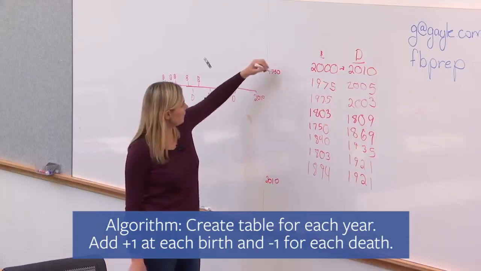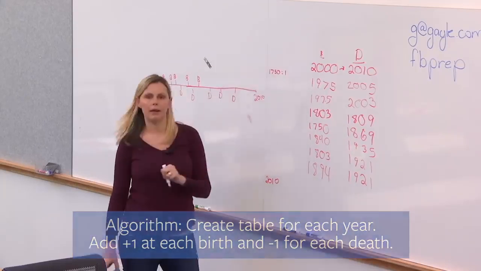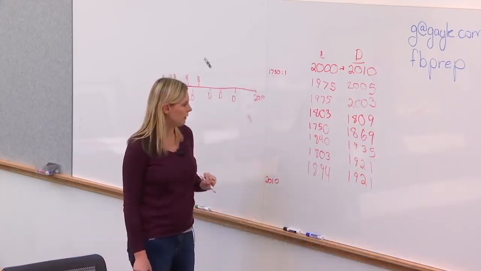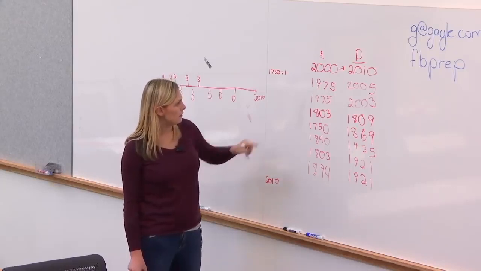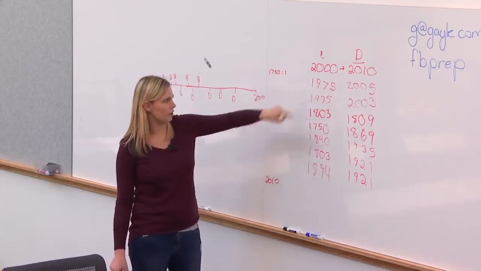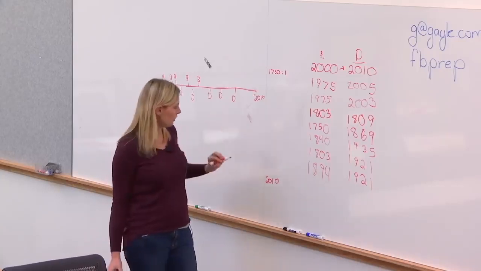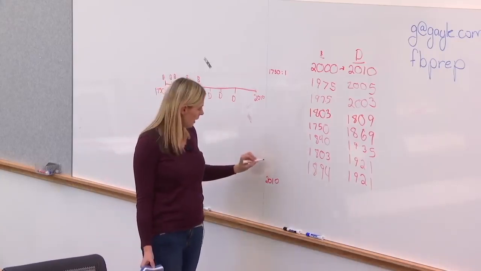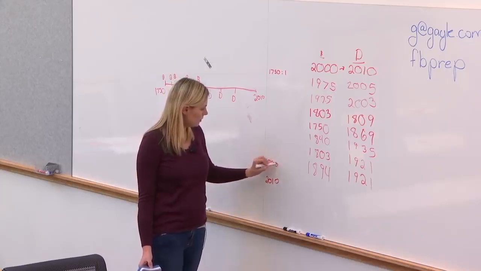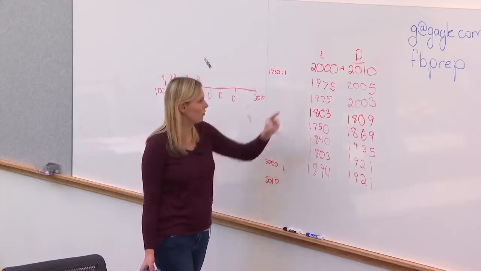So we have 1750. Person was born. That increased the population by 1. In fact, I don't have these necessarily in order. So unless I want to sort the data, which isn't necessary, I'm going to intentionally do it out of order. So 2000, that is a birth. 2010.